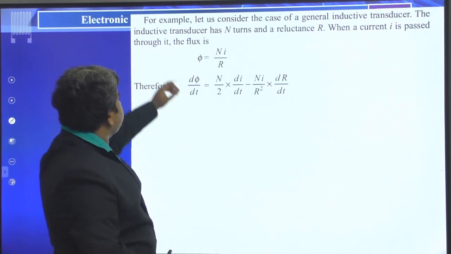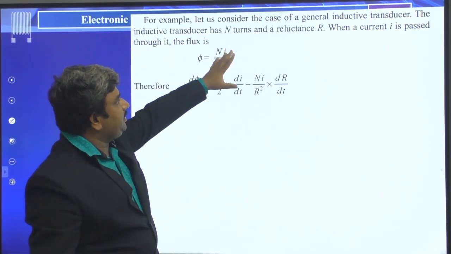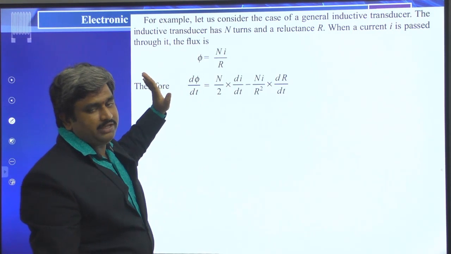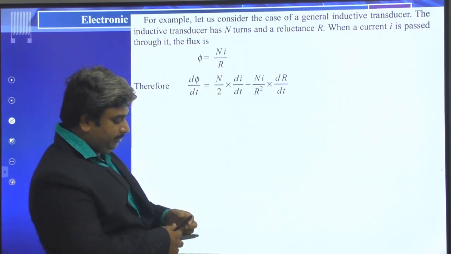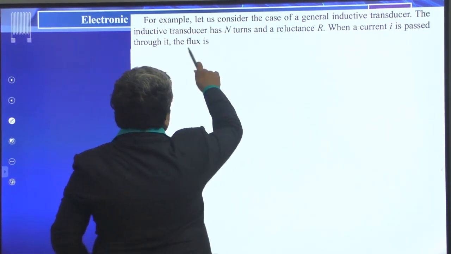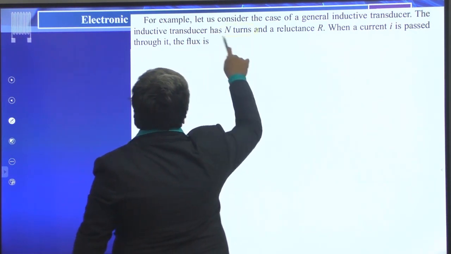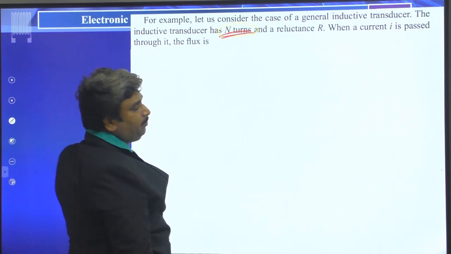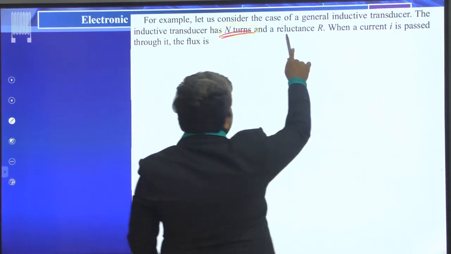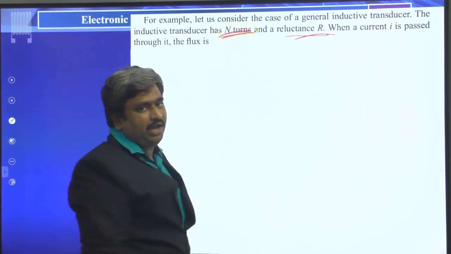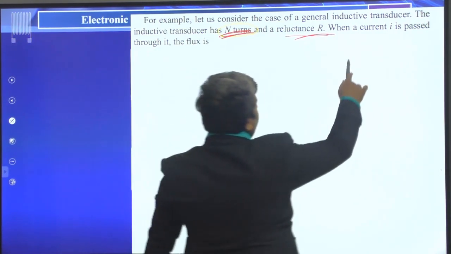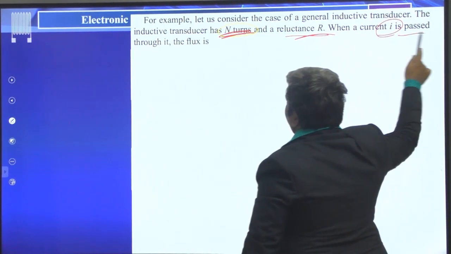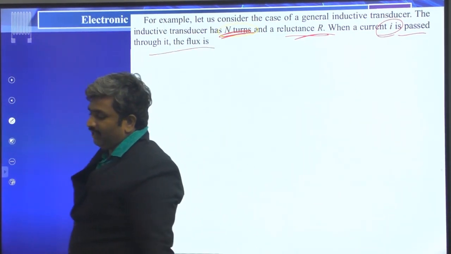Transducers. Let us consider a general inductive transducer. The inductive transducer has N turns, and a reluctance R. When a current I is passed through it, then the flux is produced.